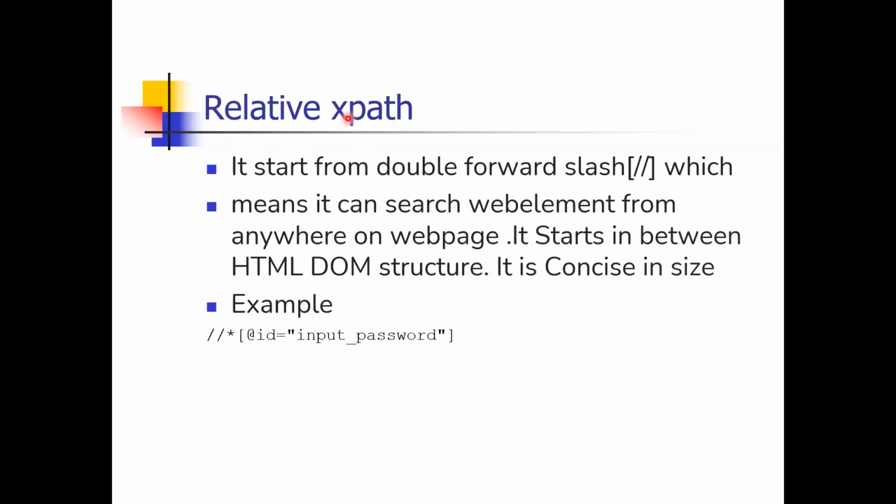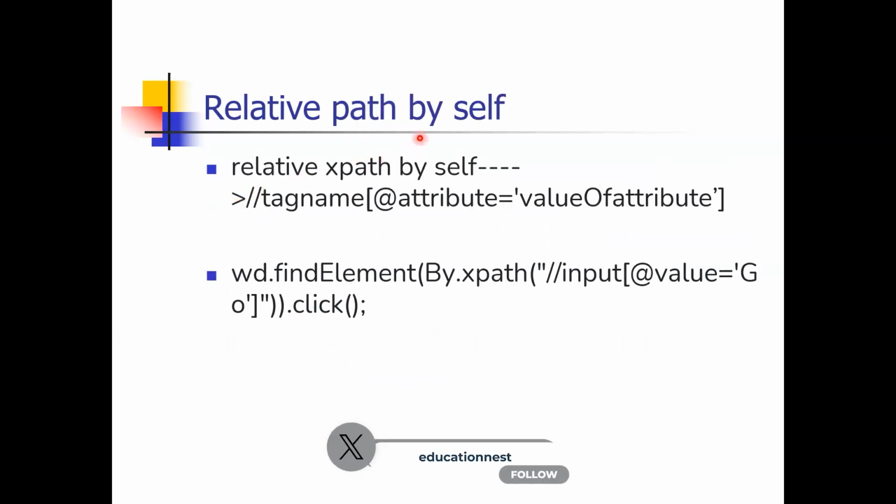Next is relative XPath. Relative XPath starts with a double forward slash, which means it can search a web element from anywhere on the web page. It starts in the middle of the HTML DOM structure and is very concise in size. Like this: start with double forward slash, then at the rate ID equal to info path. This is relative XPath, and you can also write it by yourself. How to write? Simple.